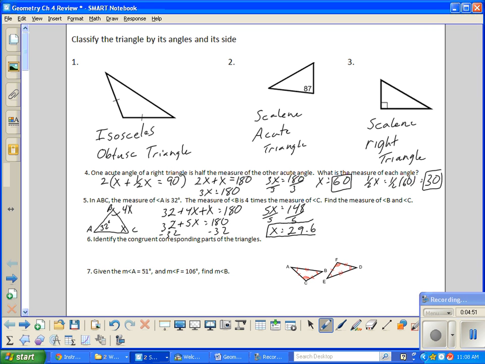So that means C, which is equal to x, is going to be 29.6 degrees, and B is 4 times that. So 4 times 29.6, which is 118.4. So 29.6 degrees and 118.4 degrees for C and B.